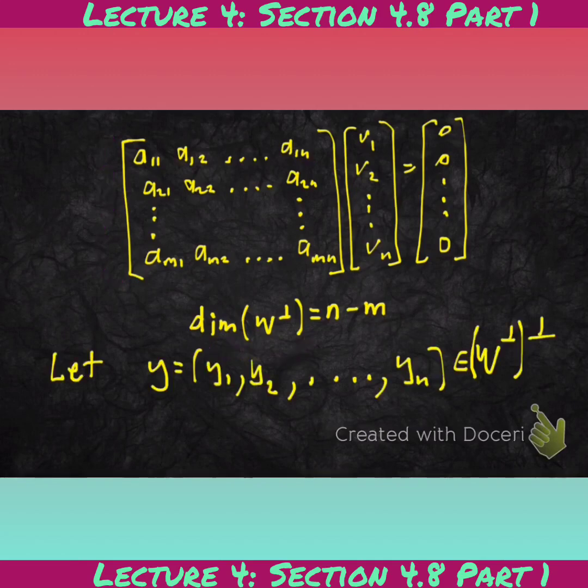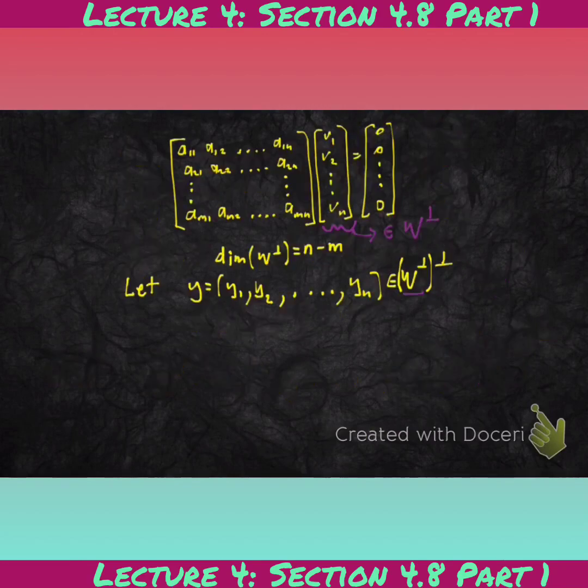Right, so let's take a vector y to be in the orthogonal complement of that set. Now, because y is in the orthogonal complement of this set, it means that y must be orthogonal to every vector that lies in the orthogonal complement of W.